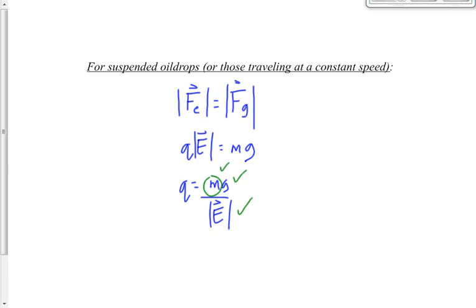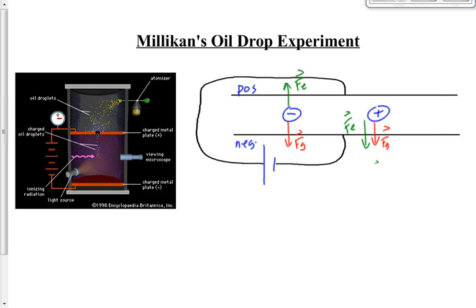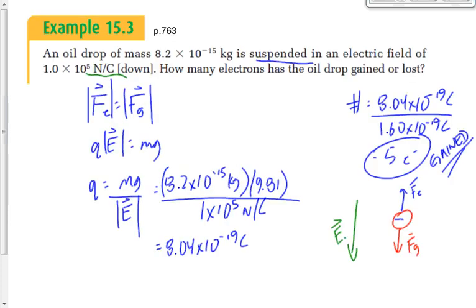This time they're accelerating. So maybe now we're taking a look at this oil droplet right here that was accelerating downward as a result of two forces downward. Or maybe we're taking a look at this one where one of the forces is bigger than the other. It doesn't matter. It's not suspended. It's not traveling at a constant velocity. It's accelerating.